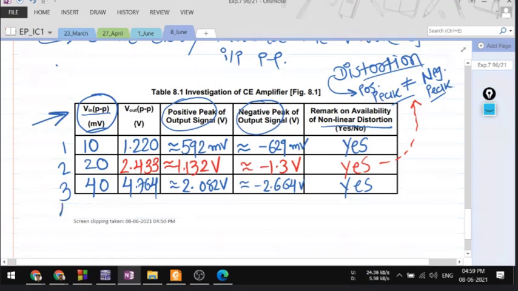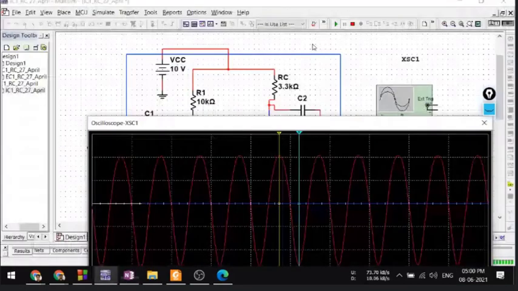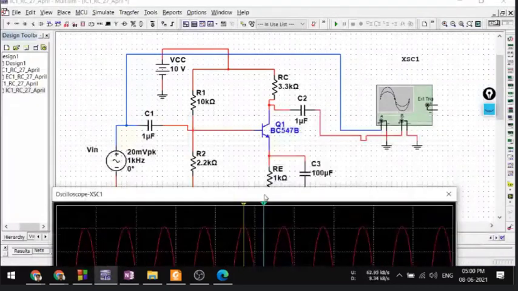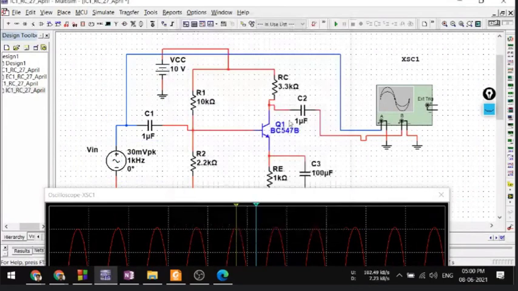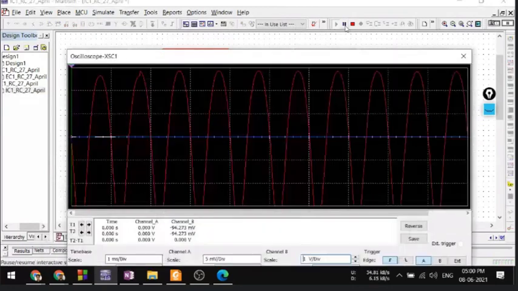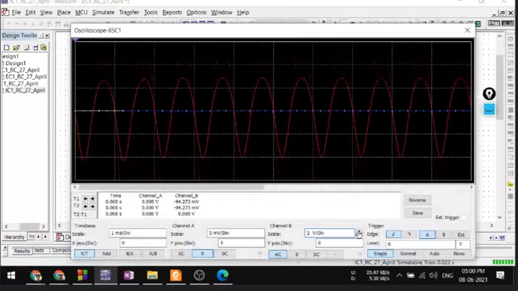Okay, so last reading, let us take 60 millivolt peak to peak, right? So let us go with 60 millivolt peak to peak. Fine. So instead of 20, 60 millivolt peak to peak, so 30 millivolt peak, right? You just run it, and now you pause it, and now we increase the scale.